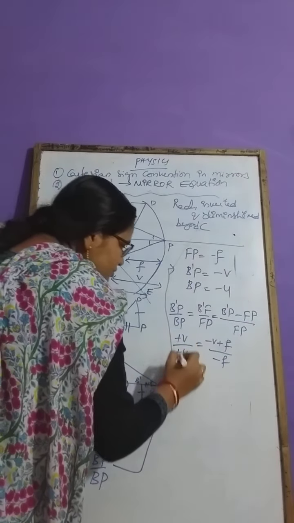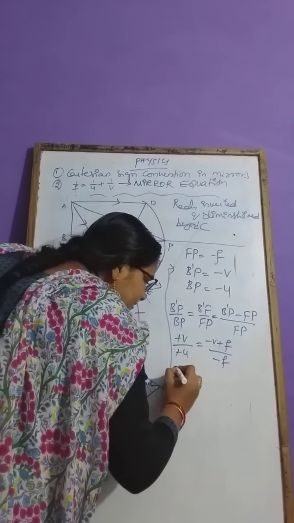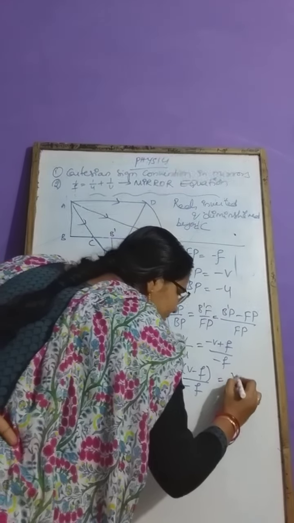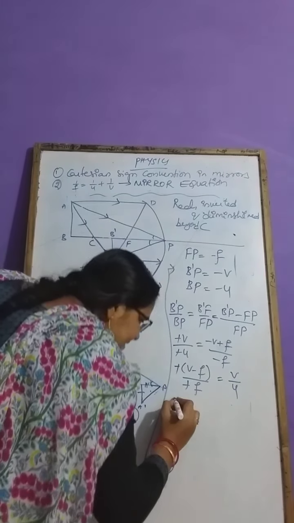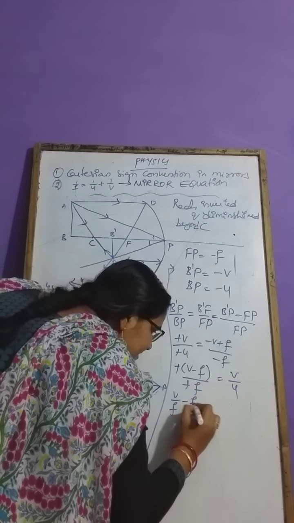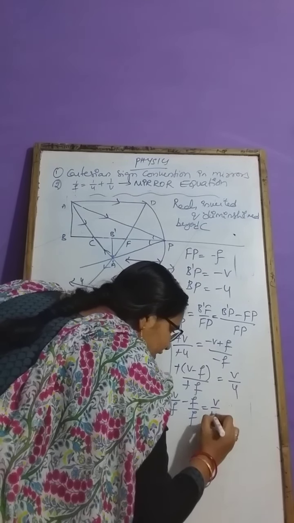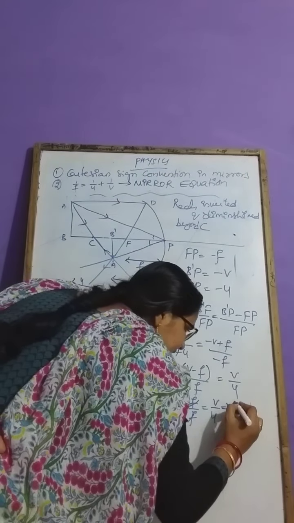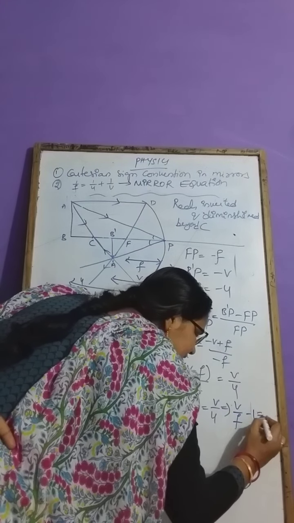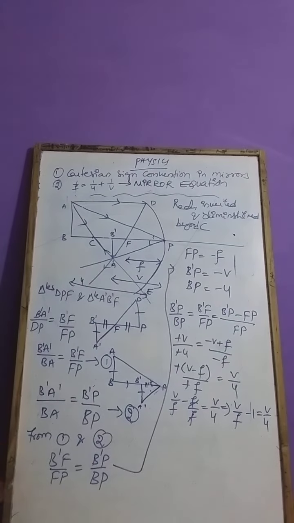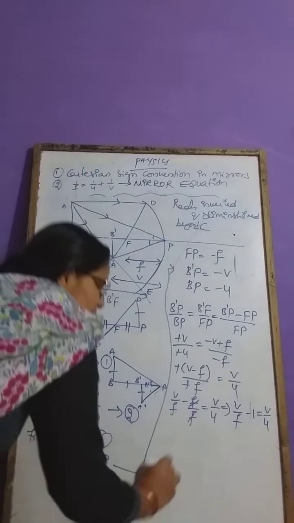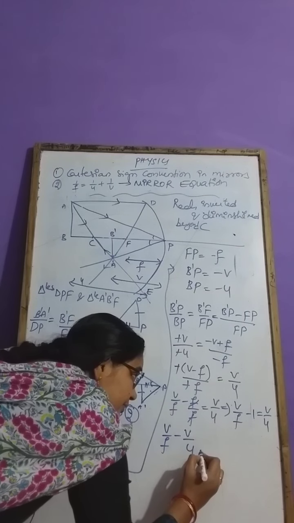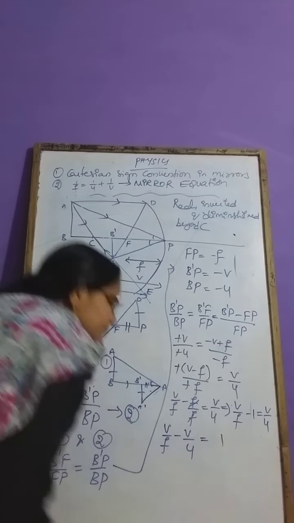Now we will cancel these two things, and here we will take minus common, and cancel that by minus F. This is equal to V by U. Minus minus cancel. This can be written as V by F minus F by F is equal to V by U. What is this F by F? 1. So this is V by F minus 1 is equal to V by U. V by F minus V by U is equal to 1.